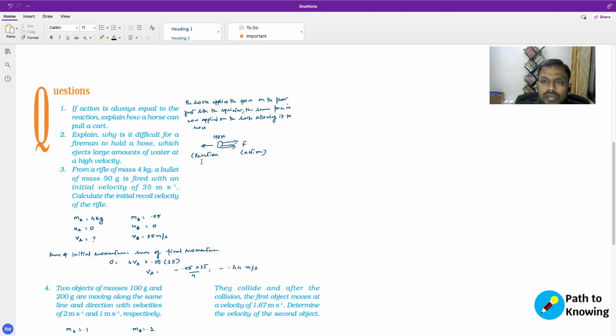If action is always equal to the reaction, explain how a horse can pull a cart. Here again, just like how the sprinter takes off with the help of a starter block, he or she applies force on that starter block and then leaps forward. Just like how the swimmer leaps forward by applying pressure on the launch pad, the horse also applies that force.